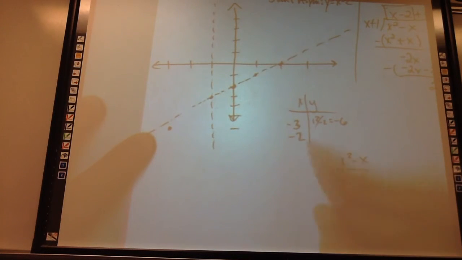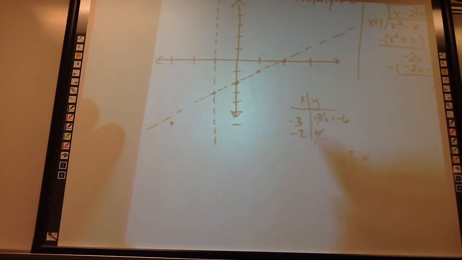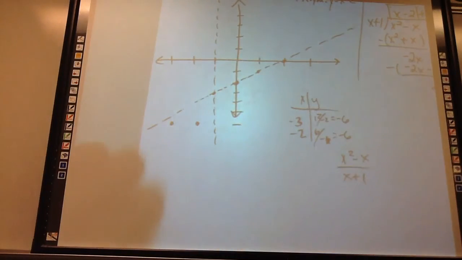Okay. Negative 2 would be 4 plus 2, 6 over negative... Isn't it negative 6? Negative 2 squared is 4. Minus a negative 2 is 6. Yeah, you're right. 6 over negative 1. It's negative 6 again. That's amazing. I think it's right, too.